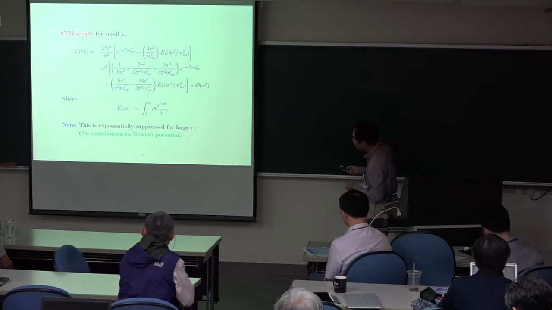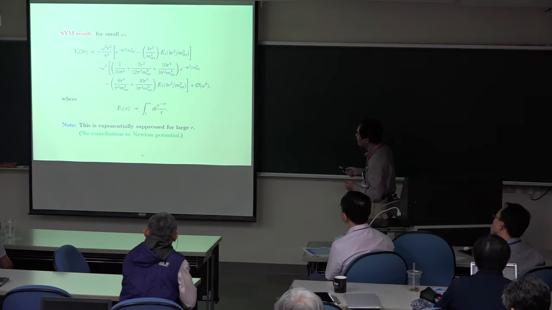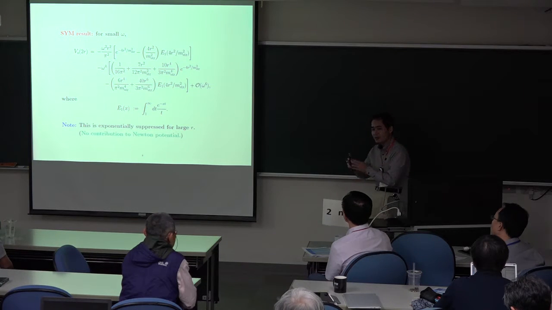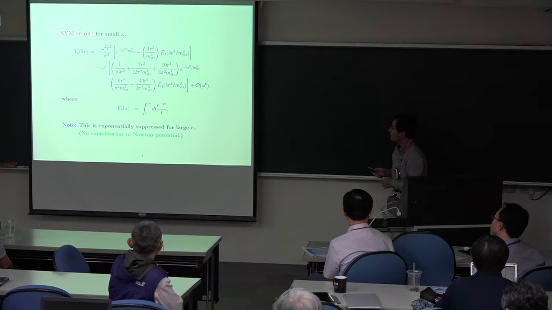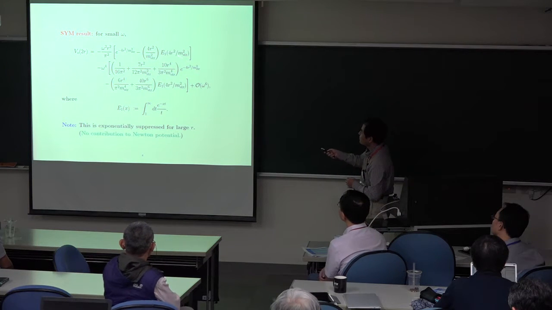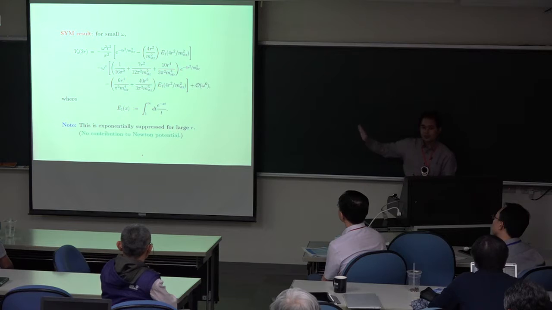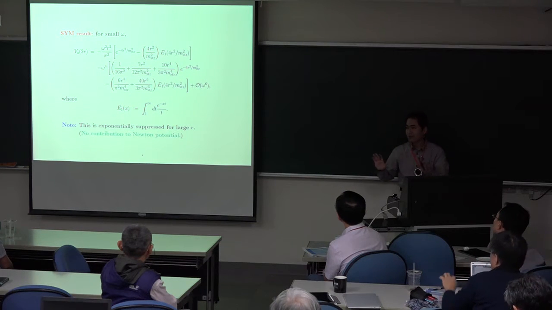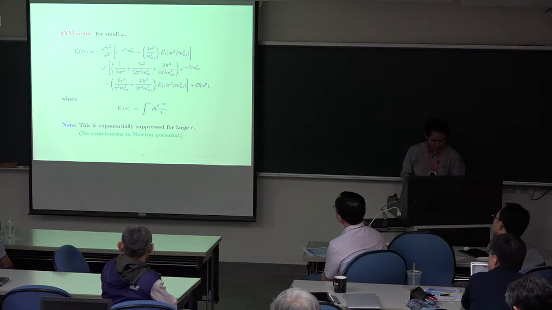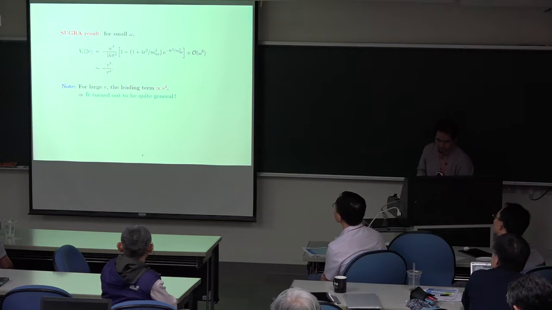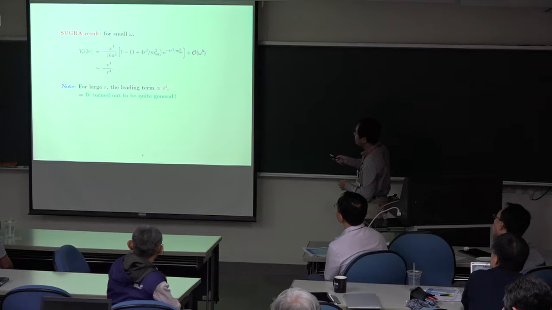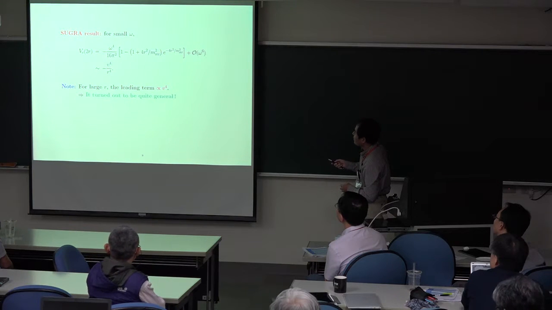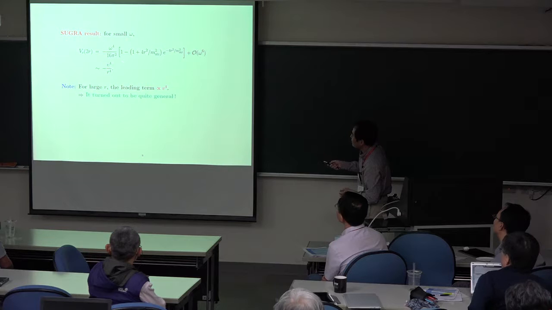Well, okay, one thing I want to say is that actually this expression decays exponentially when R is very large. Then that means that this will not contribute to the Newton potential. So this is another indication that we are not doing double counting. And the supergravity result is like this. And as a check, we can consider the large R behavior, for example, then this is like this.